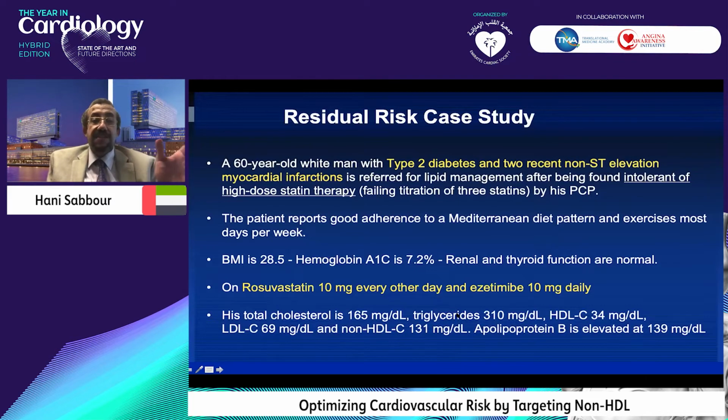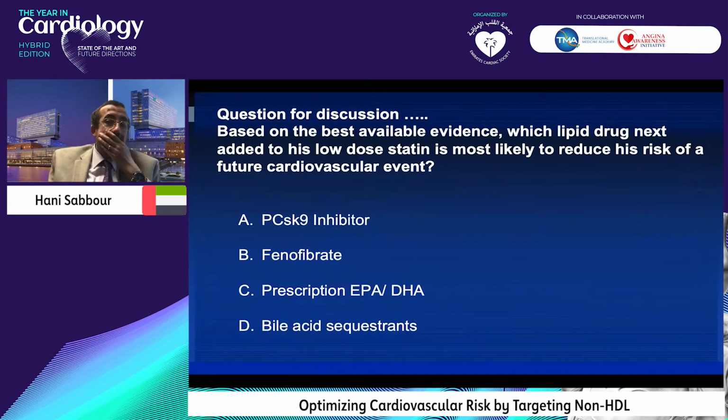Now, we still have to attack all of the factors. So which drug added to his low-dose statin and ezetimibe is most likely to reduce his risk of a future cardiovascular event? PCSK9 inhibitor, fenofibrate, prescription EPA-DHA, or bile acid sequestrants. So it's important to recognize that we have to lower the LDL. This is first and foremost the most important strategy.